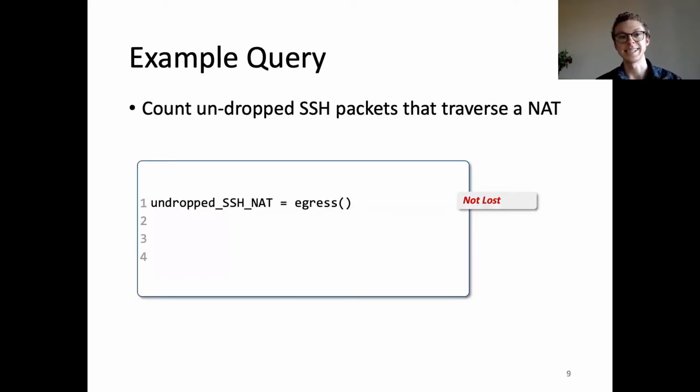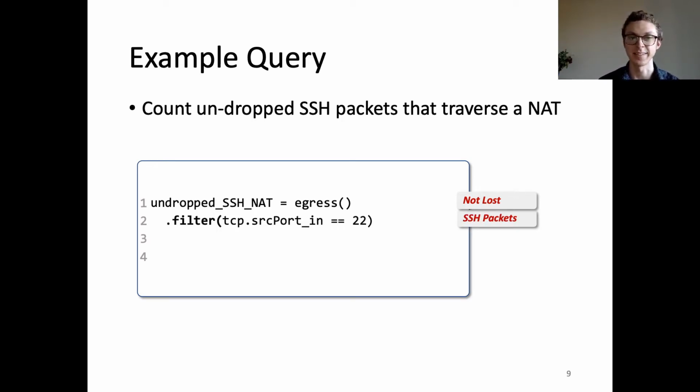So now let's look at an example query. Let's say we want to count the number of undropped SSH packets that traverse a network address translation algorithm. So we'd start by marking our query to apply to egress tuples, which are all tuples for packets that did not experience a queuing loss. Next, we'll add a filter that only looks at incoming SSH packets by checking the TCP source port.